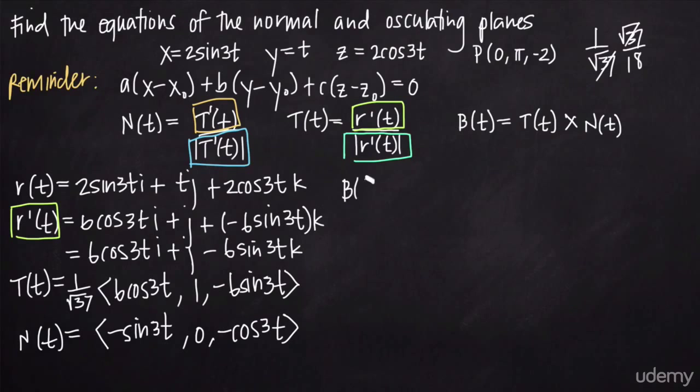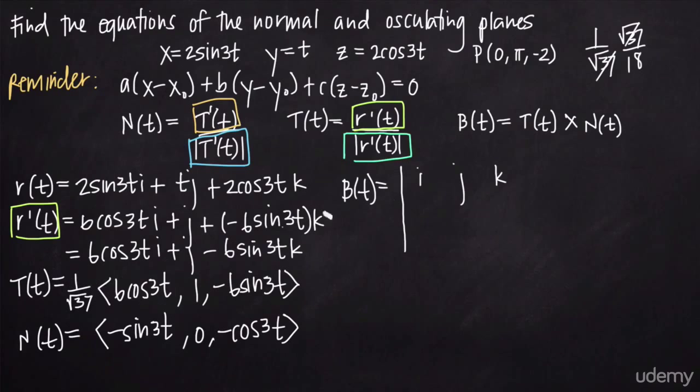So we're going to say capital B of t is going to be equal to, and in order to find our cross product, of course, we're going to need our matrix. So we're going to put i, j, and k in the first row of our matrix, and then in the second row, we're going to put the components of our unit tangent vector.